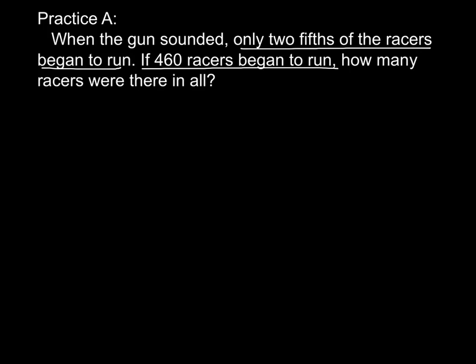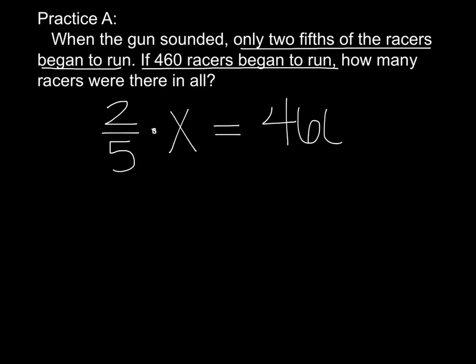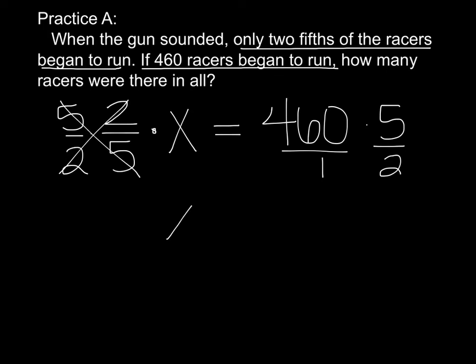To set this problem up, you should have written 2/5 of, which would be multiplication, x, because I don't know how many total racers there were, was equal to 460. To solve it, you need to multiply by the reciprocal, 5/2. You can cancel out everything on the left, leaving just the x, and this 2 will cancel with the 460, leaving 230. Then you can multiply 230 times 5, and you'll find out that there were 1,150 racers in all.